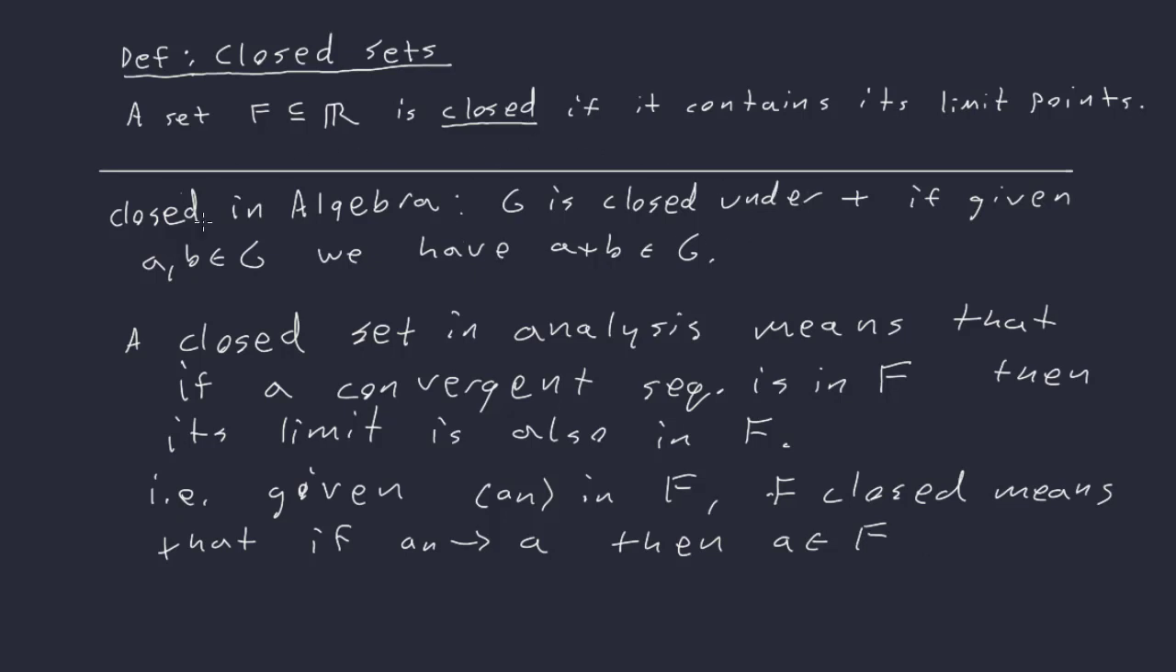Instead of an algebraic operation, where we take two elements and add them and we still are in the set, in analysis what we're saying is a set is closed if, given a sequence in that set, if it converges to A, then its limit is also in F. I think I said A there, but okay.